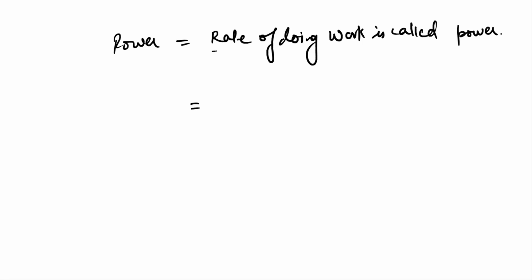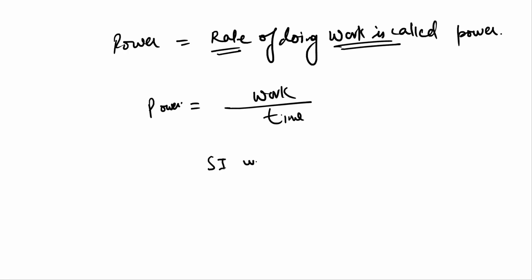What is rate? Whenever we say rate of doing something, rate of flow of charge, rate means divided by time. So this is work, this is time, and this is power. The SI unit of power is watt. Work done unit is joule, and time is second, so you can write it as joules per second.